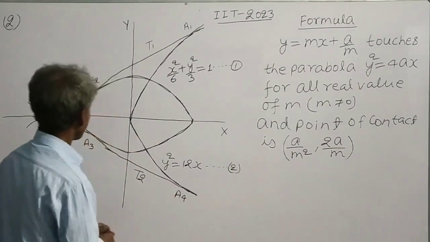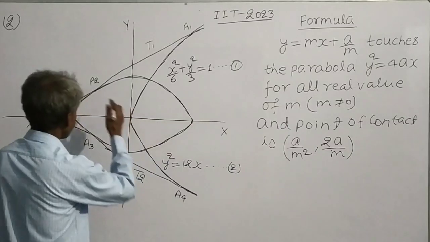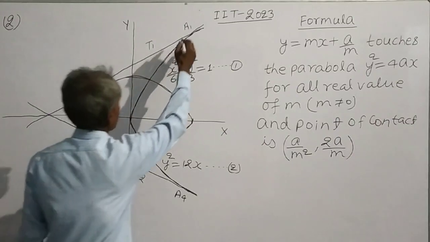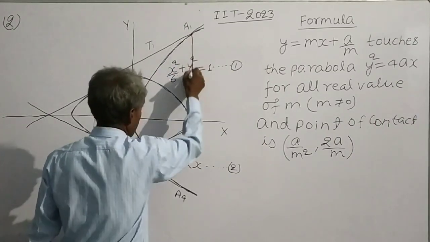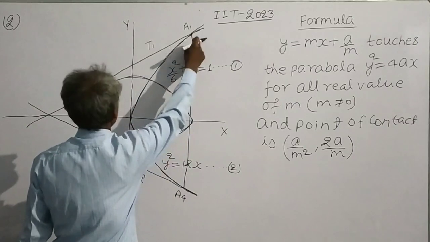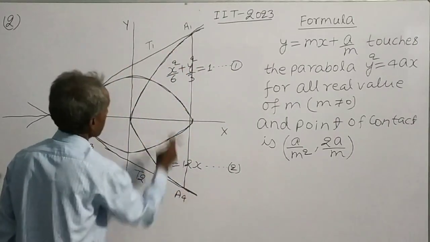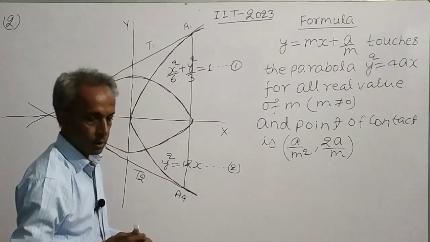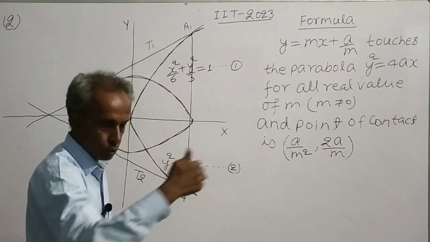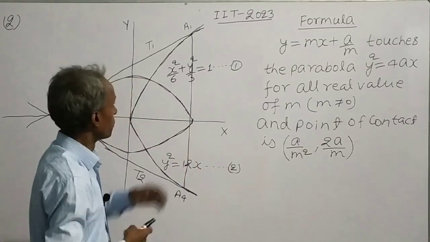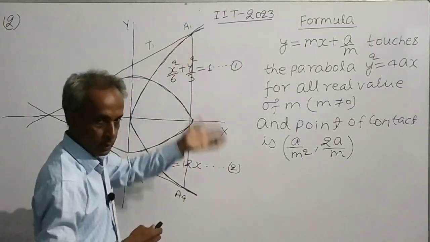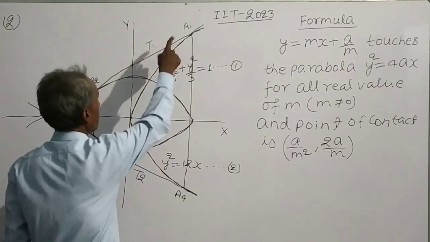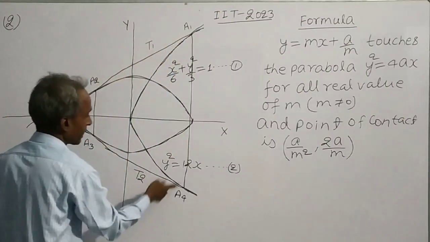In two options, it is said that the area of quadrilateral A1, A2, A3, A4 is given, and two different numbers are given. We have to find which one is correct. To find which one is correct, we will have to find the area of A1, A2, A3, A4.